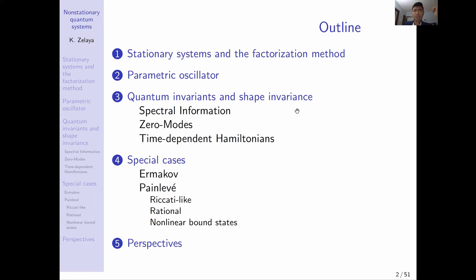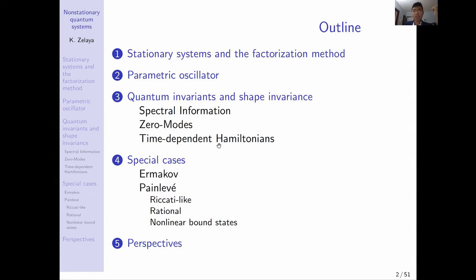And with these two basic ideas, I will discuss what the meaning of shape invariance is in the regard of time-dependent systems, and how shape invariance can be related to the quantum invariants of the system. By doing so, we will be able to not only get the Hamiltonian, but also the spectral information, such as the eigenvalues of a non-stationary eigenvalue equation. I will talk a bit about this in a moment, as well as the solutions to the Schrödinger equation.